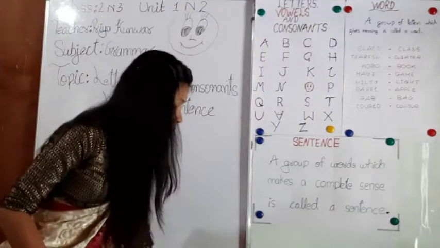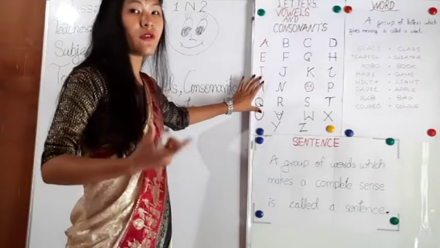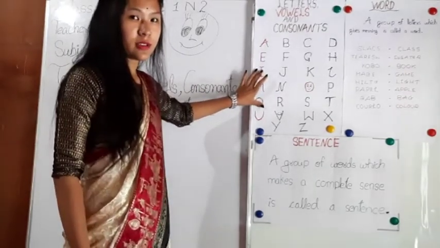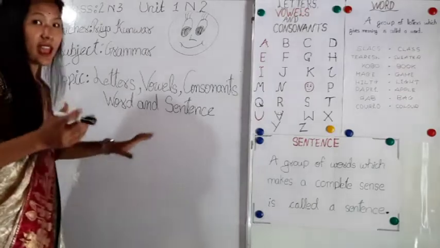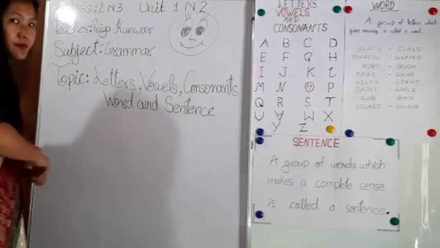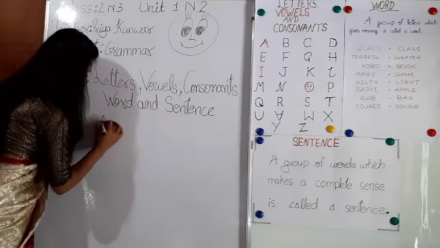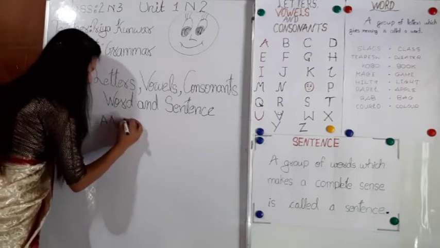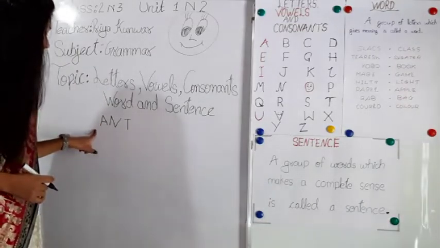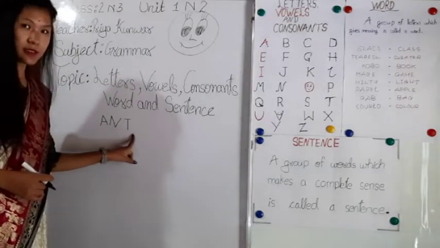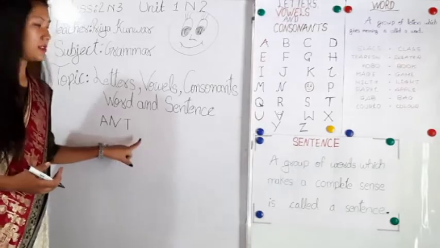Now, when these letters are arranged in a proper order, they form a meaningful word. So let's make some words using any of these 26 letters. Now, A, N, T, ant. This group of letters gives sense or meaning, so it is a word.